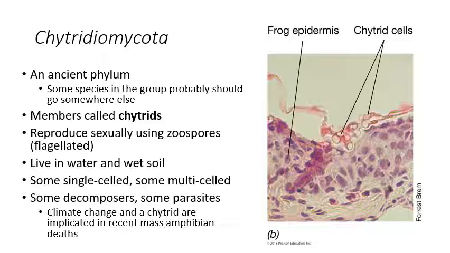And some of them are parasites of amphibians. So you might have heard about the recent, well, I guess by now it's been going on for quite a while, but there's been a lot of mass amphibian deaths throughout the world. The frogs are dying, you guys. And it's actually a chytrid fungus that's responsible. Well, that plus climate change, which is making the world warmer.